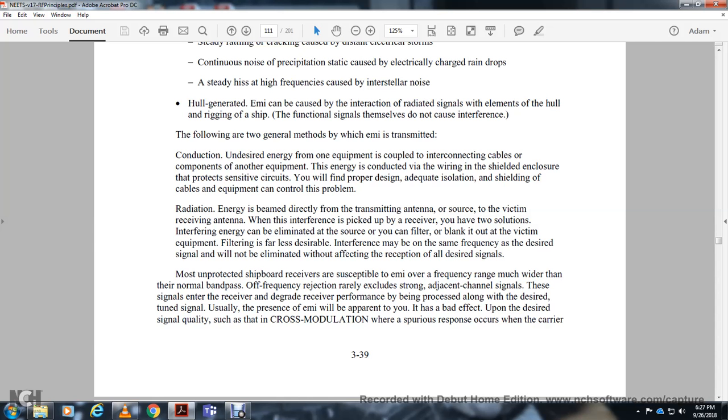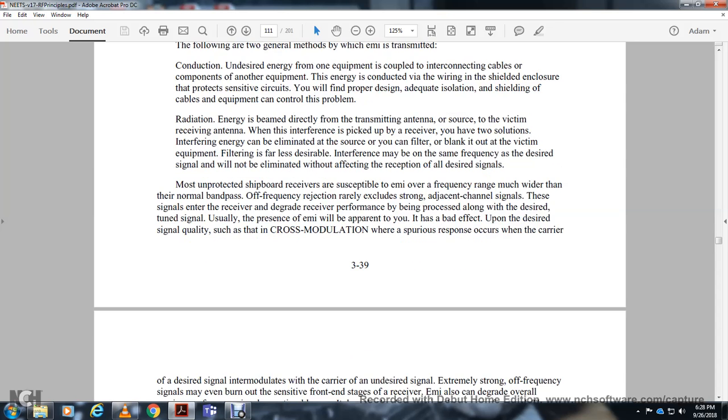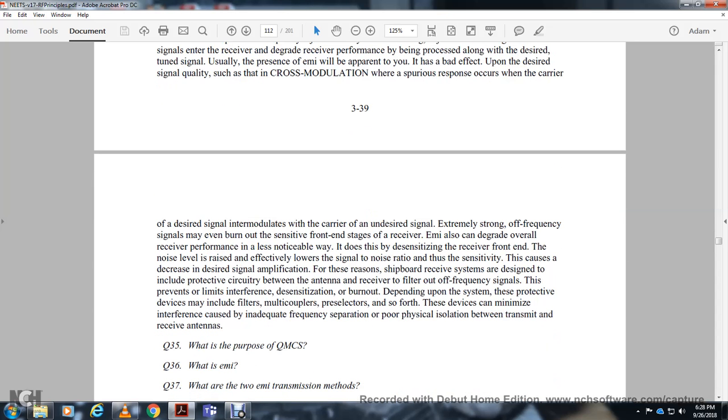Outside the normal band, frequency rejection is rarely extremely strong, and adjacent channel signals can enter the receiver. These signals degrade receiver performance by being processed along with the desired tuned signal. Usually, the presence of EMI will be apparent to you, since it has a bad effect on the desired signal. Cross modulation and spurious responses occur when the desired signal carries an undesired signal. Extremely strong off-frequency signals may even burn out the front end stage of the receiver.